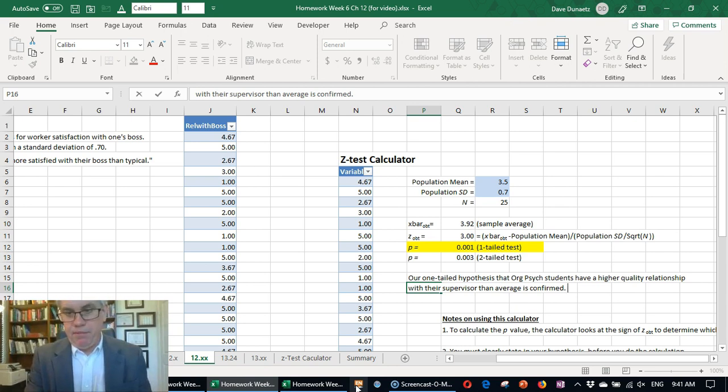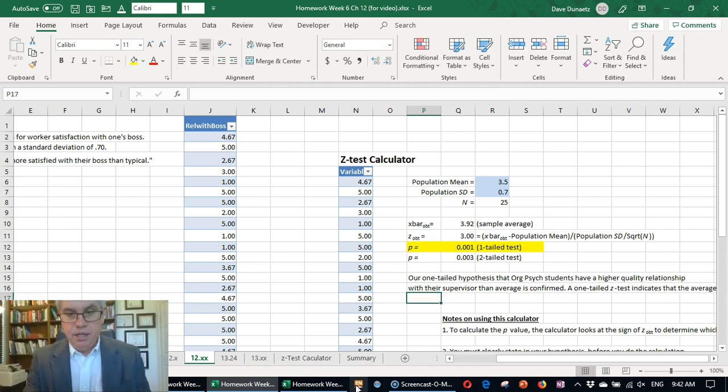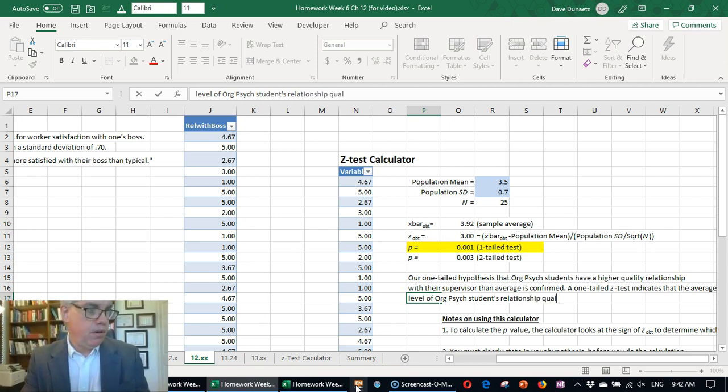Now let's explain why we believe this. A one-tailed z-test, now z has to be in italics, turn italics off, z-test indicates that the average level of org psych students' relationship quality with supervisor. Now we can put what that data is.